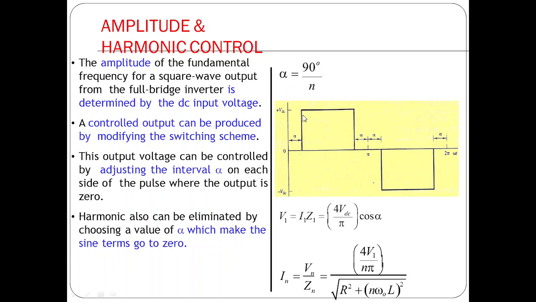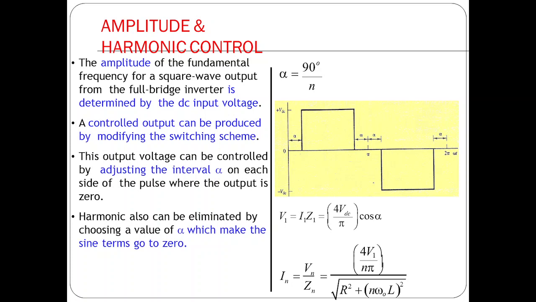So in this waveform you can see the alpha, and this alpha will have some voltage also. V1 is at alpha, a pi angle, or we can say an interval of time where the second waveform appears. So it can be controlled by using different switching techniques, and we find out the V1. V1 equals I1 into Z1, that is 4 VDC by pi into cos alpha. So this 4 VDC by pi into cos alpha gives you the V1 voltage here.